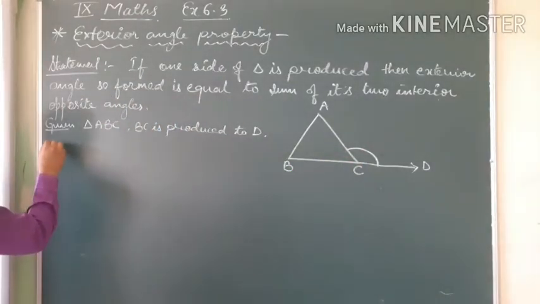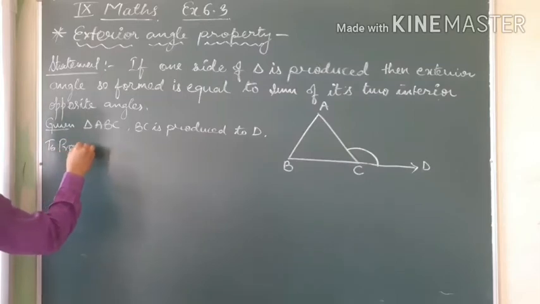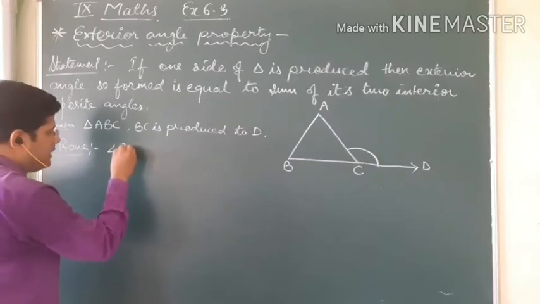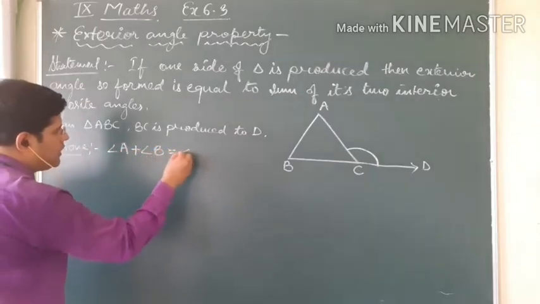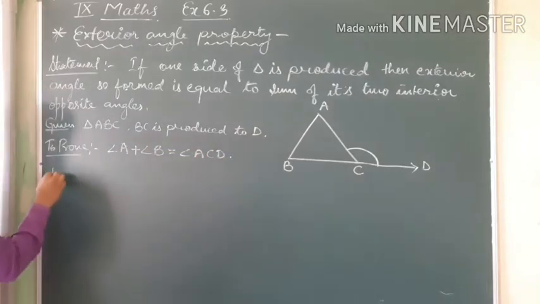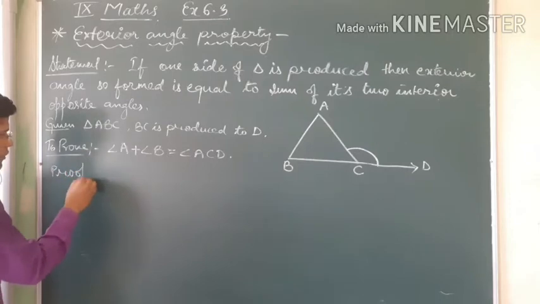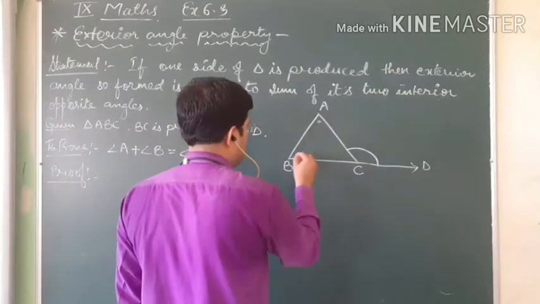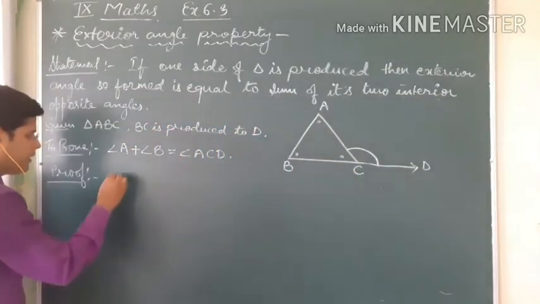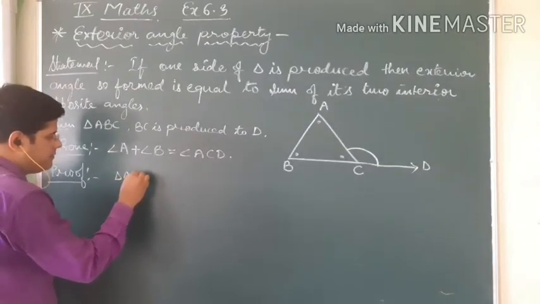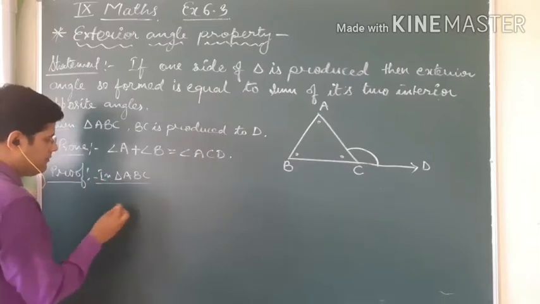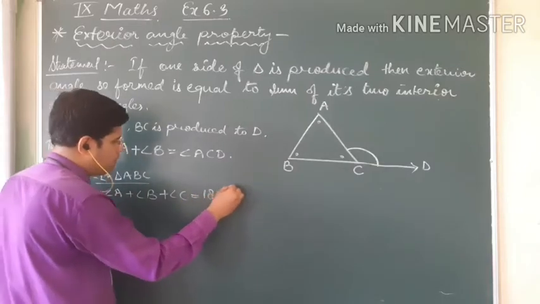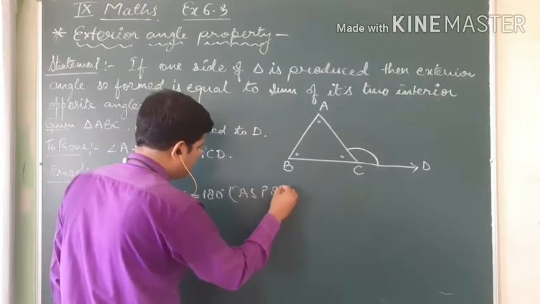So proof. To prove what we have to prove: angle A plus angle B is equal to angle ACD. So here there is no need of a construction step, we can directly start. We can say that angle A, angle B and angle C make together 180. Basically in triangle ABC, angle A plus angle B plus angle C is equal to 180, by the angle sum property of triangle.